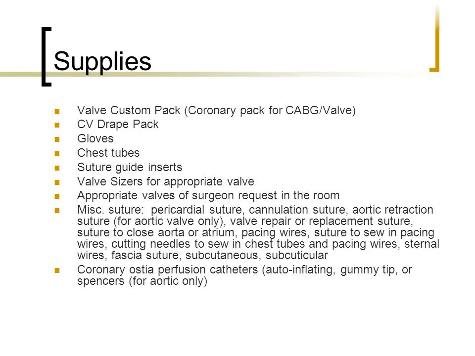Miscellaneous suture: pericardial suture, cannulation suture, aortic retraction suture for aortic valve only, valve repair or replacement suture, suture to close aorta or atrium, pacing wires, suture to sew in pacing wires, cutting needles to sew in chest tubes and pacing wires, sternal wires, fascia suture, subcutaneous, subcuticular. Coronary ostial perfusion catheters, auto-inflating, gummy tip, or Spencers, for aortic only.